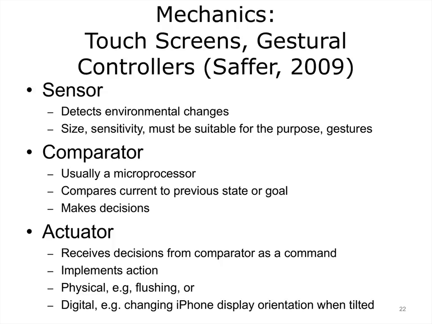After the sensor detects a stimulus, it passes information about it to the comparator, which is usually a microprocessor. This compares the new information to the previous state or goal and makes decisions about what is to be done. These decisions are passed to the actuator, which receives the decisions from the comparator as a command and implements an action which may be physical, such as a flushing toilet, or digital, such as an iPhone display orientation when the device is tilted.